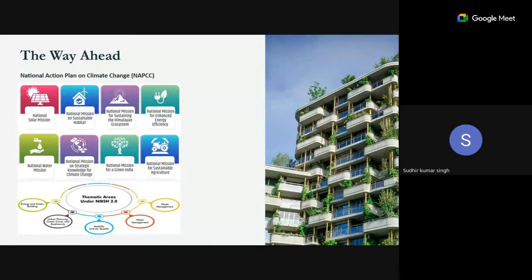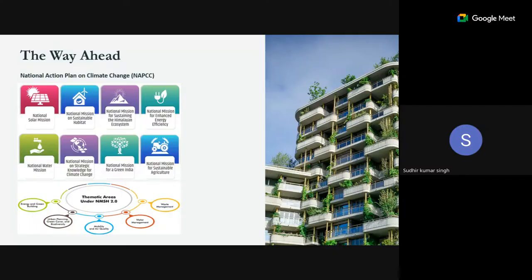So in our National Action Plan, these are 8 missions. Out of these 8 missions, what is of our use is the National Mission for Sustainable Habitat, the second one in the first row, and the Mission for Enhanced Energy Efficiency, the fourth one in the first row. These two, we as construction industry professionals, can directly address if we take certain actions.